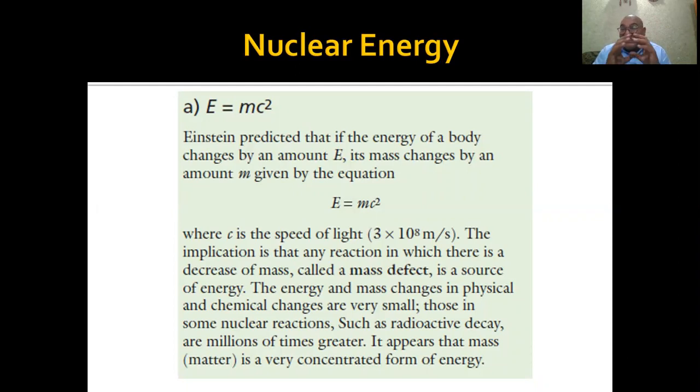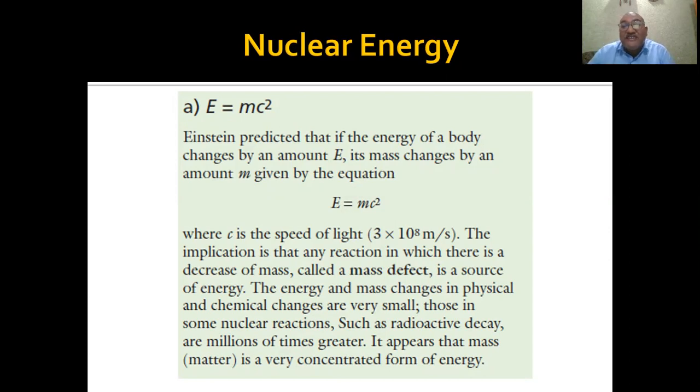So you see, it's an idea that mass can be converted into energy and energy can be converted into mass. You might have heard people say that mass is actually a concentrated form of energy. This is that idea. Sometimes this comes in the paper, especially in MCQs. Einstein predicted that if the energy of a body changes by an amount E, its mass changes by an amount m given by the equation. This does not happen in chemical reactions.